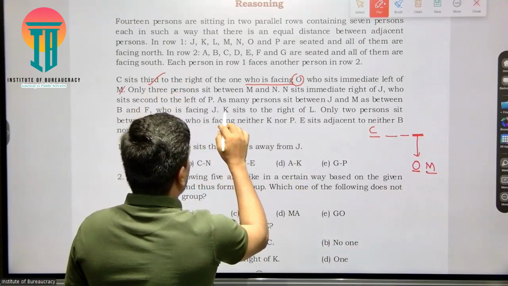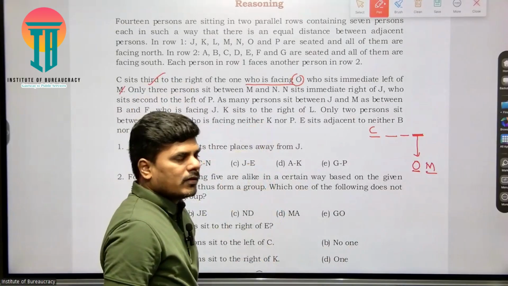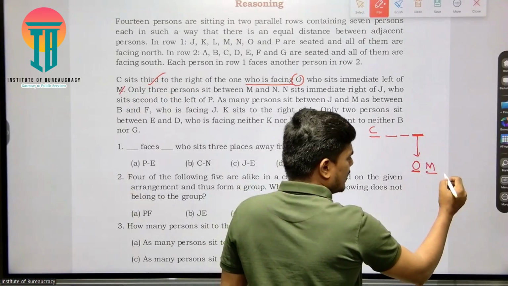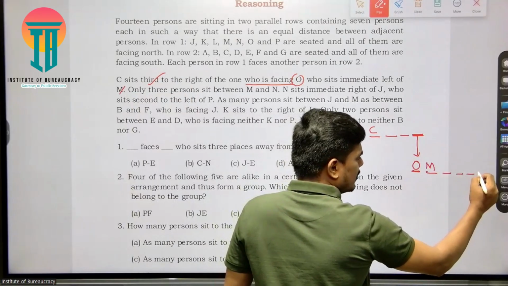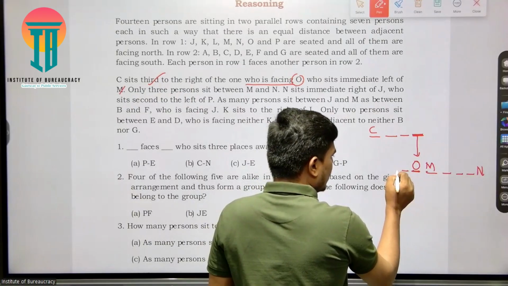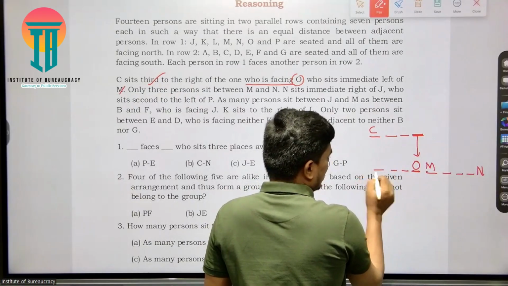Only 3 people sit between M and N. So here, M and N have 3 people between them. There are two possibilities. Either we can go with 3 people on this side, or we can go with this side, 1, 2, 3, like this.